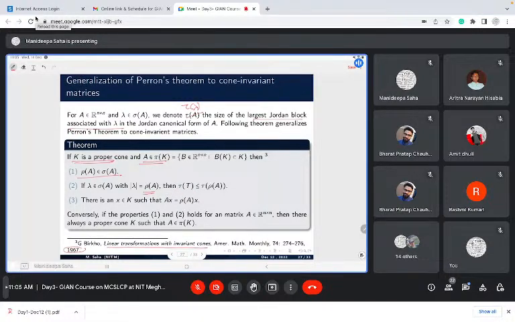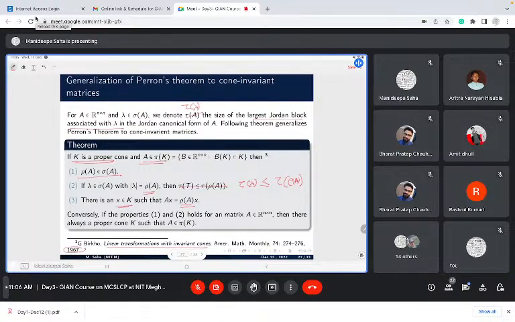So then this will say that tau of lambda, the size of the largest Jordan block, will always be less than or equal to the size of the largest Jordan block associated with rho of A. And what about the eigenvector? Yes, we can find an eigenvector x which is in K, and that eigenvector is associated with this spectral radius.